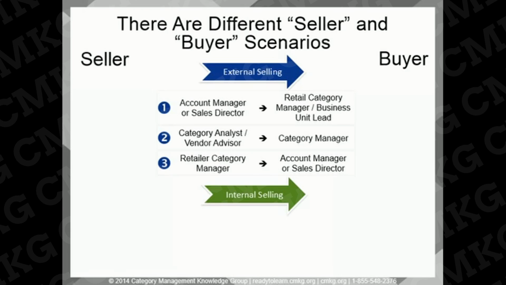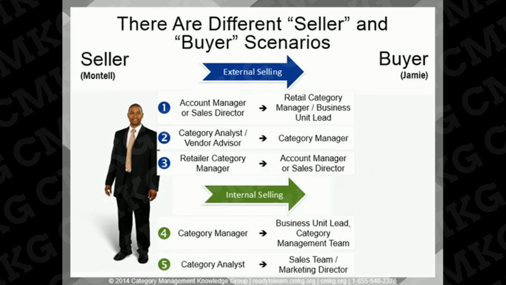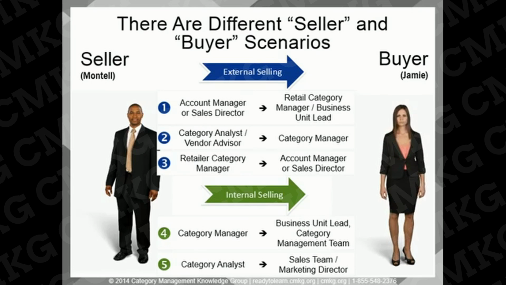Selling also takes place internally within retailers and vendors, across departments and teams. Like the category manager at the retailer selling an idea or concept to their business unit lead or manager. Or a vendor's category analyst or category management director selling an idea or concept to a marketing director or sales director within their organization. So when we refer to the seller and buyer throughout this course, realize the concepts and analogies are relevant across multiple types of relationships. Meet Montel, our seller, and Jamie, our buyer. We'll be referring to seller and buyer examples primarily based on the vendor to the retailer in our examples, but the learnings can be applied to the different situations.